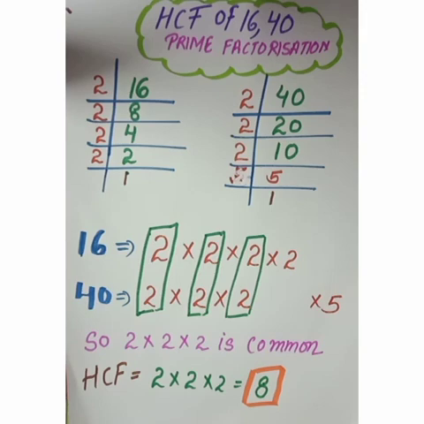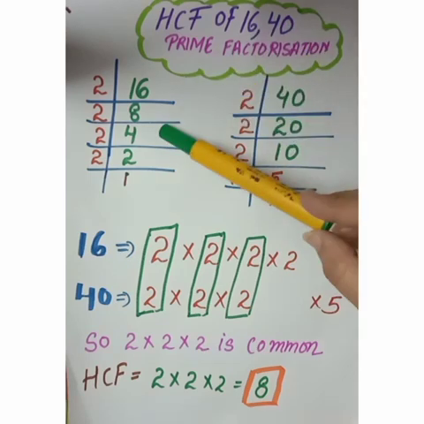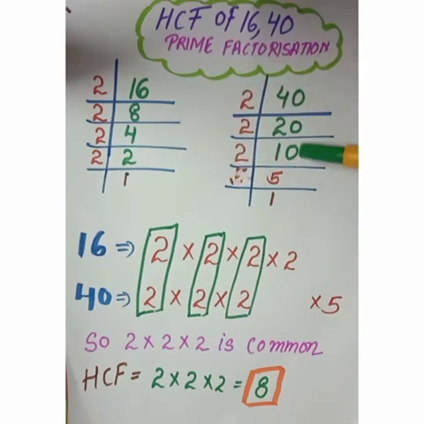Let's take another method to find the SCF, that is the prime factorization method. So we'll take the numbers 16 and 40. We'll find out the SCF of 16 and 40 by the prime factorization method. In this, what we have to do? We have to find out the prime factors of number 16 and the prime factors of number 40.